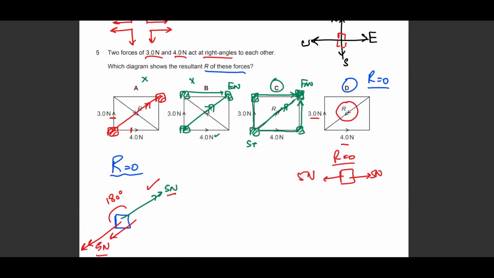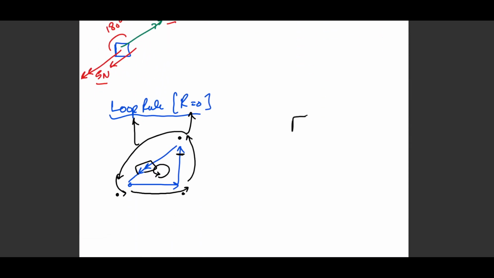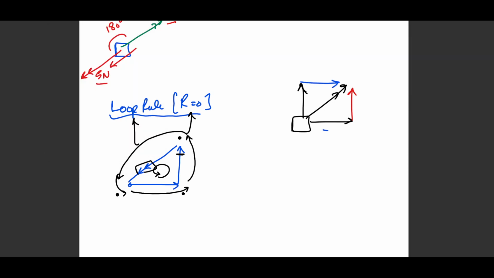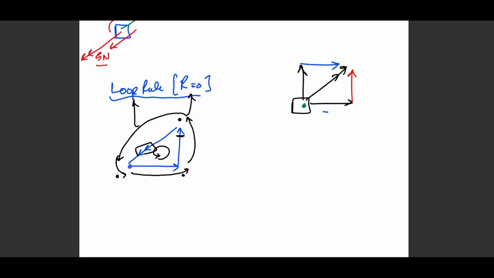If you were to look at option C, let's recreate option C over here. We replace 3 newtons over here, or alternatively, you could have replaced this vector over here, right? Now, if you try to complete the loop rule in any manner possible, you could start from this point, follow the black arrow, follow the red arrow, but as soon as you encounter this junction, you face resistance from this arrow, which is the resultant. So in this case, the loop rule fails. That means that in this diagram, the resultant is not 0.